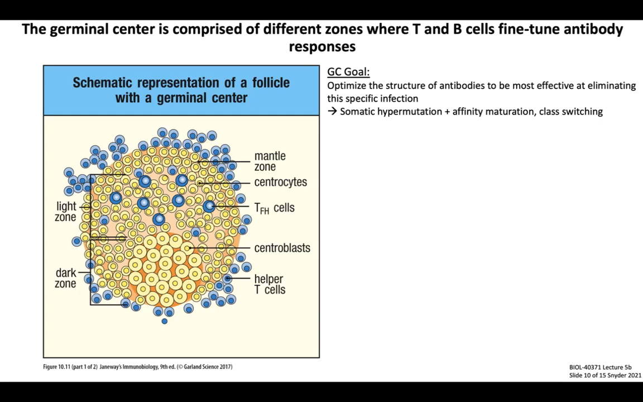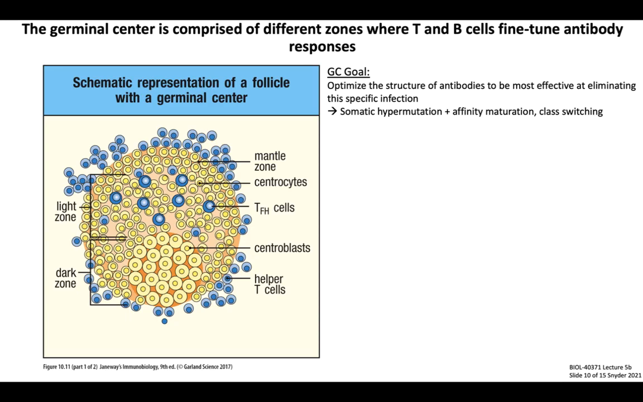Germinal centers are important structures where the second phase of an initial B cell response is engaged, and this has the overall goal of fine-tuning antibody responses to be the most effective at eliminating a specific type of infection. This goal is accomplished through two mechanisms that we will discuss as we finish today's lecture, and these consist of somatic hypermutation, which enables a process called affinity maturation, as well as class switching of antibody isotypes.